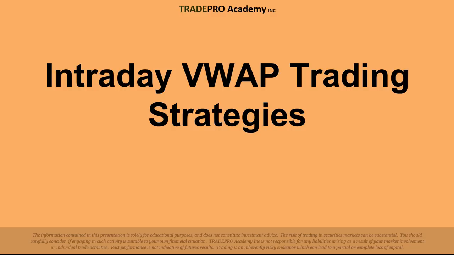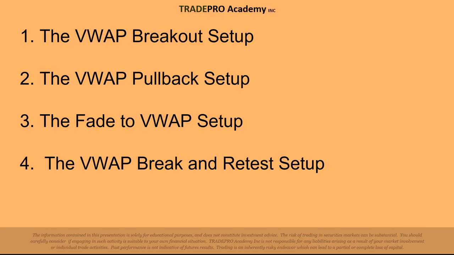With that out of the way, let's take a look at our favorite intraday VWAP trading setups. What you see in front of you is our 4 favorite setups when trading the VWAP. This is the VWAP breakout, the VWAP pullback, the fade to the VWAP, and the VWAP break and retest setups. Let's take a quick look at the charts now and give you some great examples of how you can qualify low risk, high opportunity trades using the VWAP.